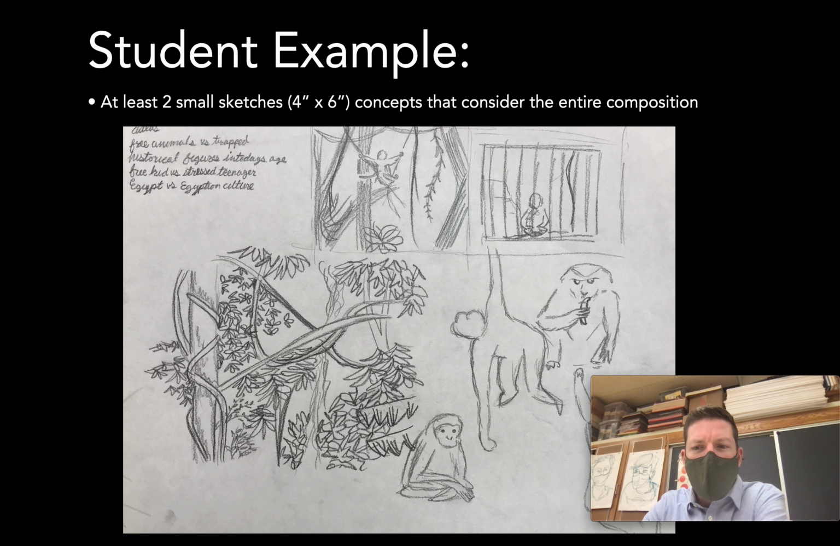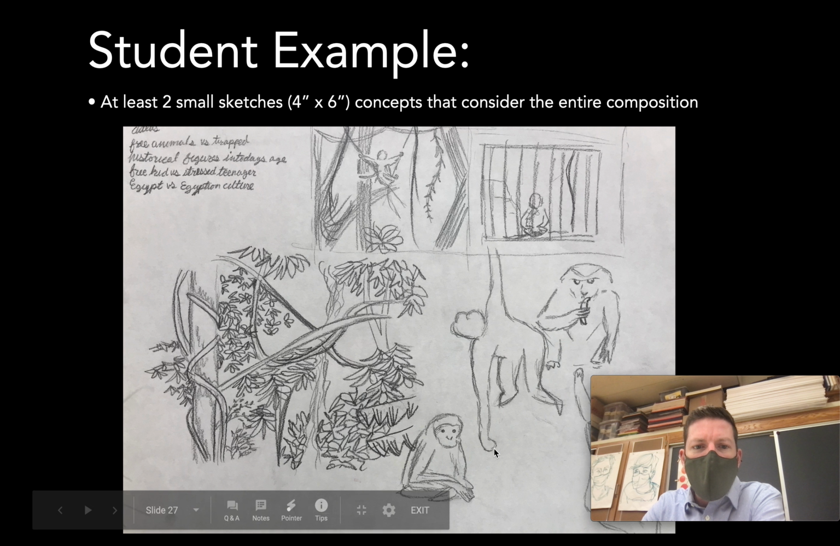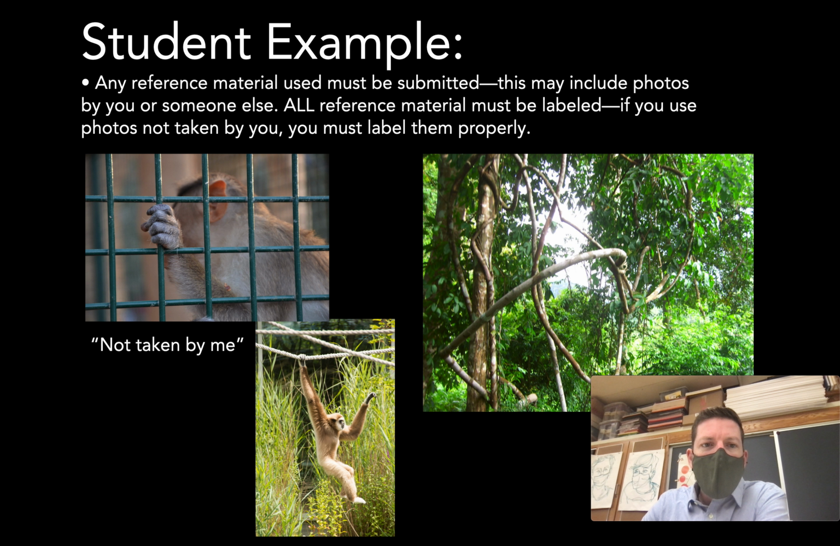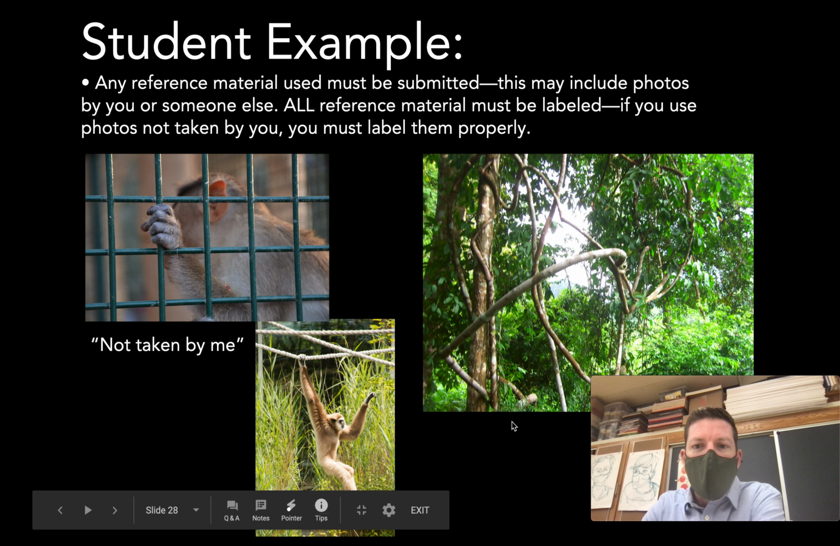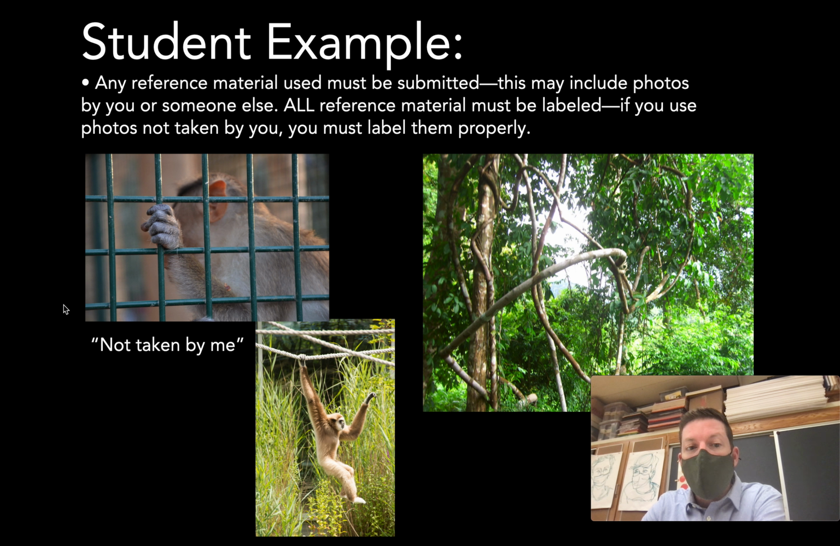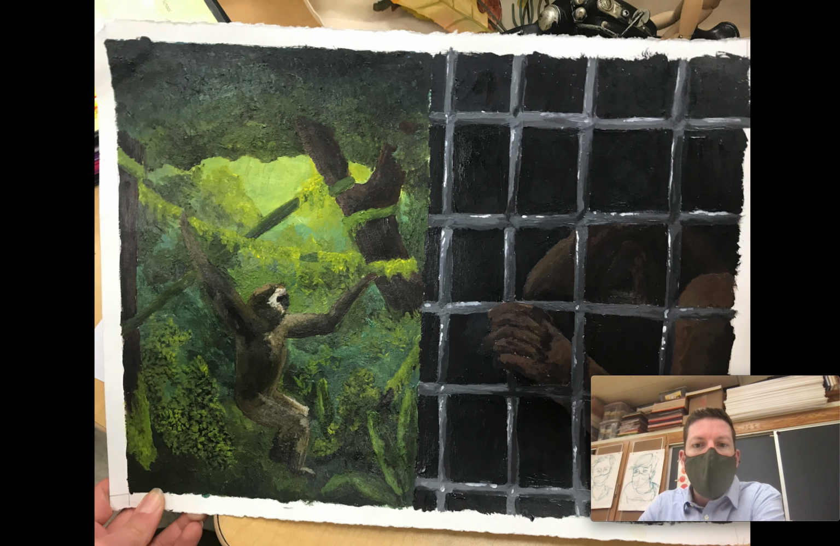She started working with this idea of freedom and the wild and zoos and monkeys in particular. And you can see here that she's not only developing image work of monkeys, but she's also really thinking about the environment of the background and how this is all going to pull together. She also submitted photo references. She labeled them, you can't see the label underneath my screen here, but this is a photo that she took that she used as reference, and then here are 2 other images that she got off the internet. When she turned those in, she also labeled that they were taken by her or by somebody else. Here is her final piece.